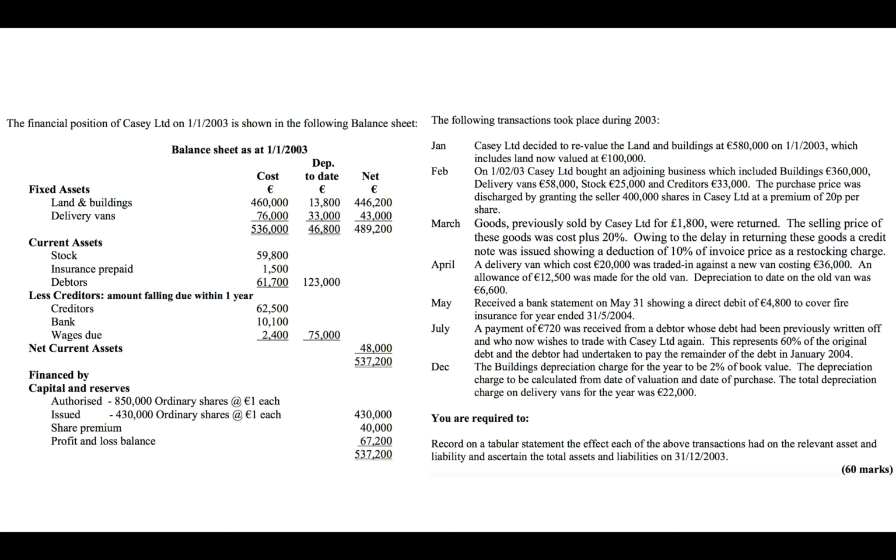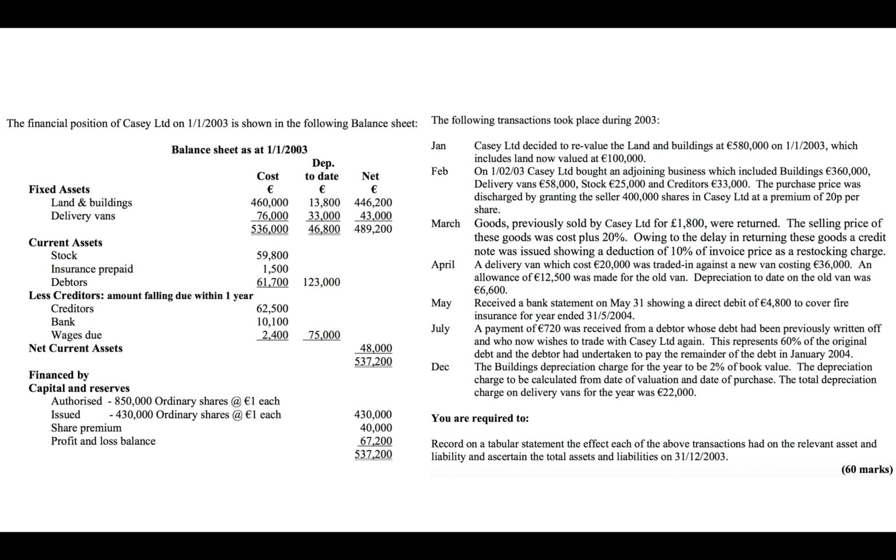In May, received a bank statement on May 31st showing a direct debit of €4,800 to cover fire insurance for the year ended 31st of the 5th, 2004. In July, a payment of €720 was received from a debtor whose debt had been previously written off and who now wishes to trade with Casey Limited again. This represents 60% of the original debt, and the debtor had undertaken to pay the remainder of the debt in January 2004. December, the building's depreciation charge for the year to be 2% of book value.